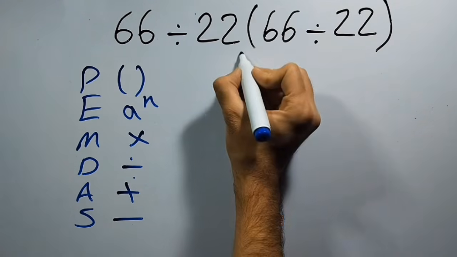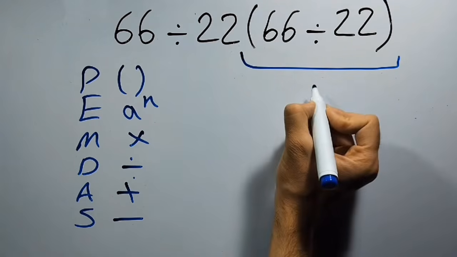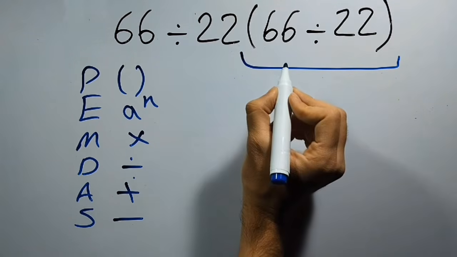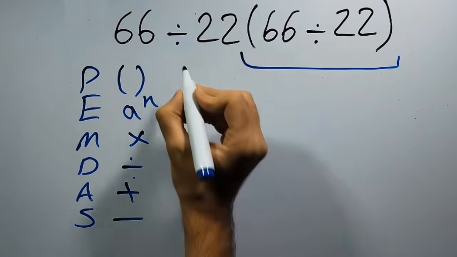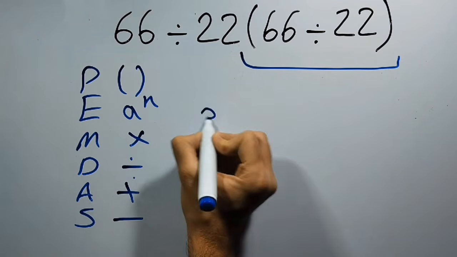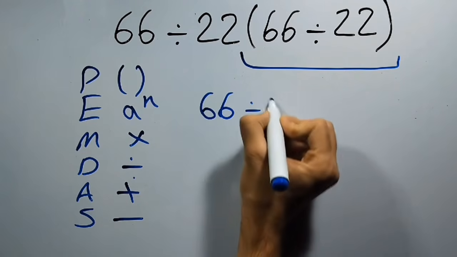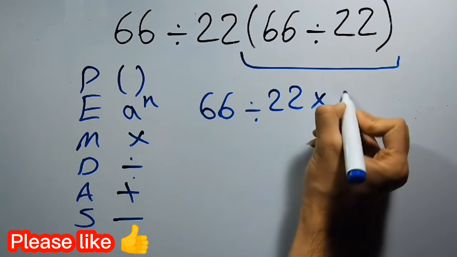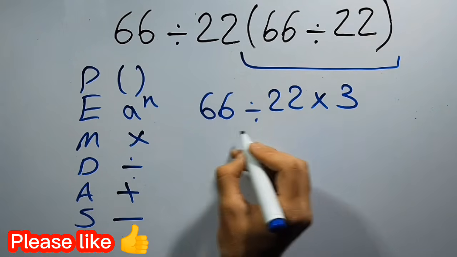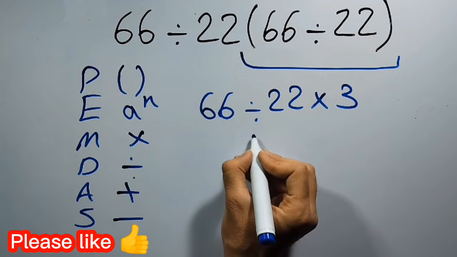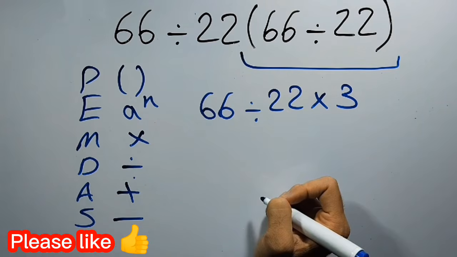So, first we go for the parenthesis, because in this expression, parentheses have the highest priority among all the operations. Okay, instead of this expression, we can write 66 divided by 22, then times 3. As you can see on the screen, in this expression, first we have one division sign, then a multiplication sign.